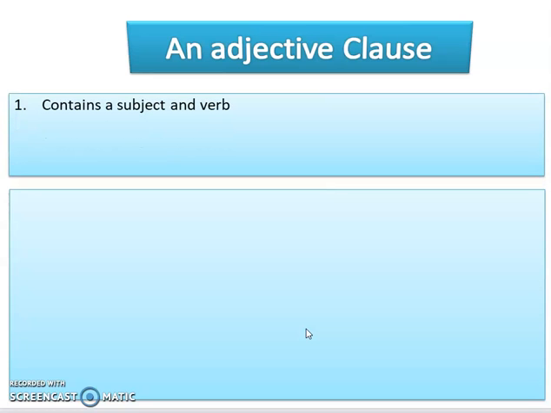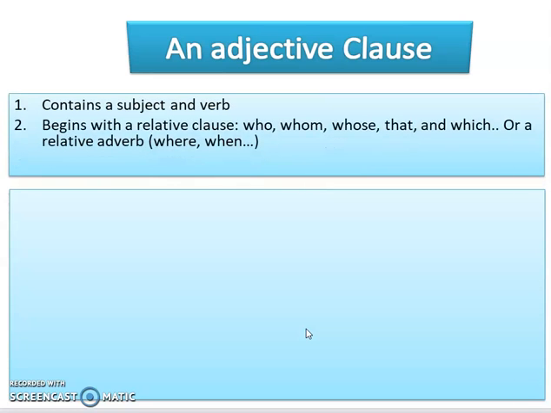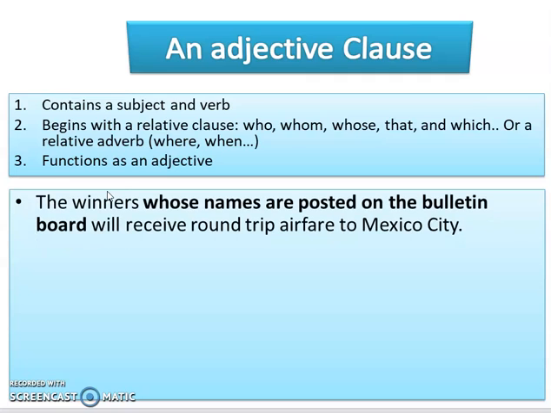Let's go. When I say an adjective clause, I'm talking about a group of words. An adjective clause should contain a subject and a verb. It's a must. The adjective clause might begin with a relative pronoun like who, whom, whose, that, or which, or a relative adverb like where or when. And it should function as an adjective. When I say it functions as an adjective, I mean that it describes the noun.